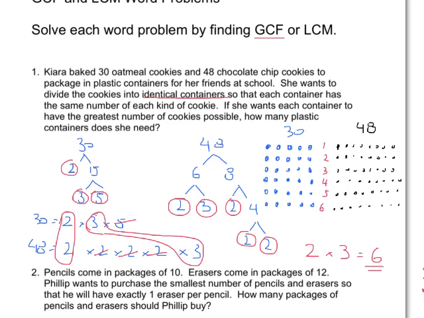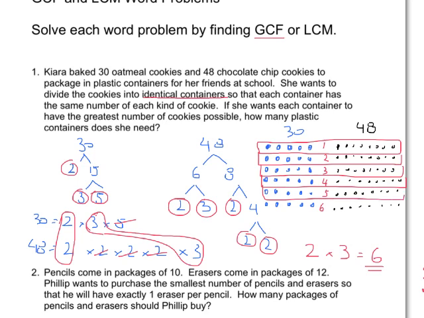Okay, so you can see here in each container there are 8 chocolate chip cookies and 5 oatmeal cookies, and so on like this. So really, the only way she can do this equally without having any cookies left over is to have 6 containers, which means 6 lucky friends are going to get some cookies. Okay, let's move on to the next one.